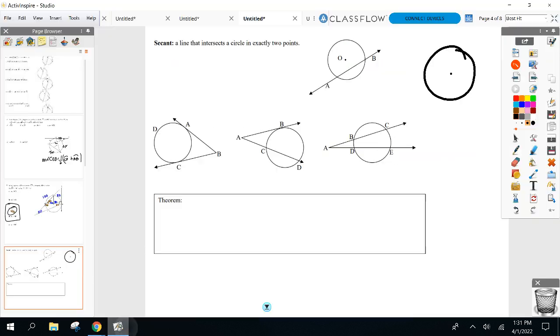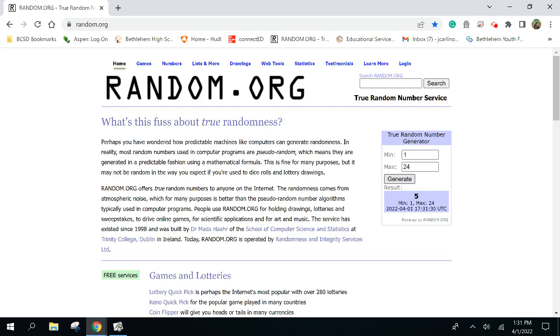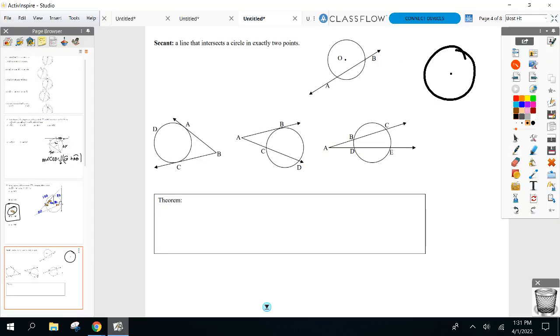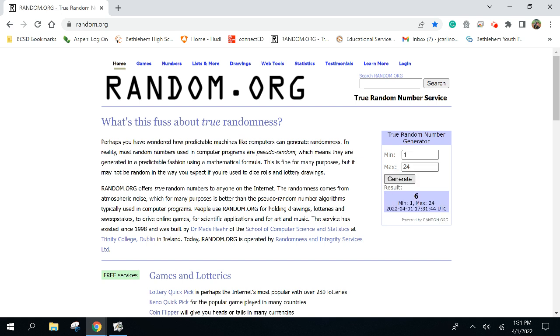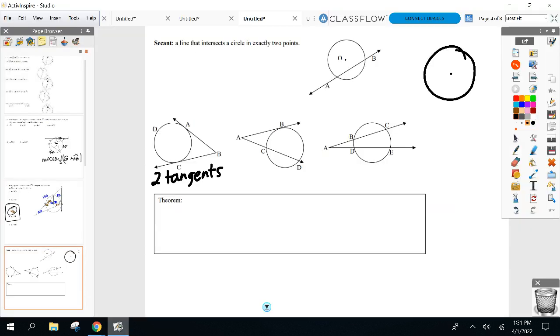What are these two here? Two tangents. So these are two tangents. All right. How's angle A formed in the second diagram? How is angle A formed? A what and a what here? Good. One tangent, one secant.